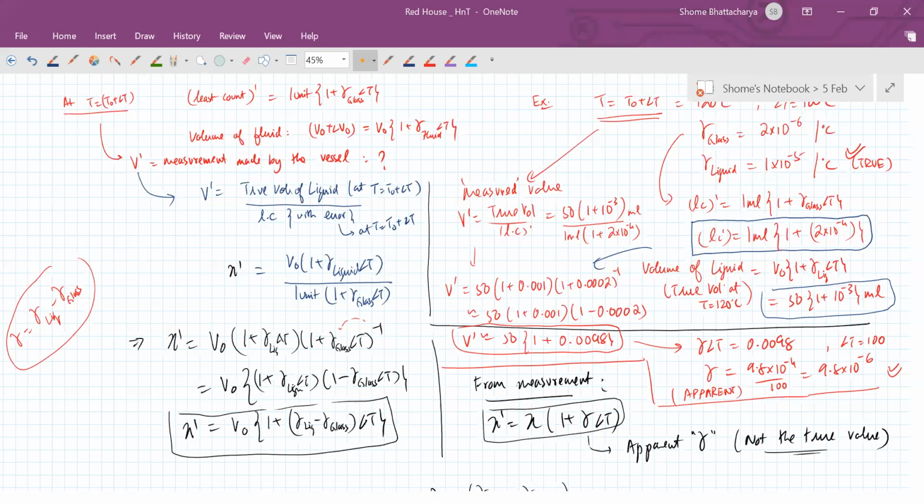No, 10 raised power minus 6 only, beta. 9.8, right? It's not 0.098. I mean it's not 0.98. You can also write this as 0.98 into 10 raised power minus 5. So you can see here that gamma is the actual gamma of the liquid minus the gamma of the glass.